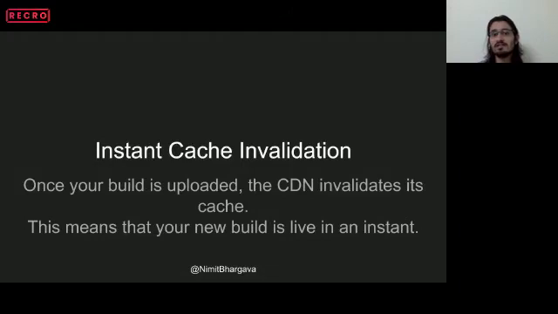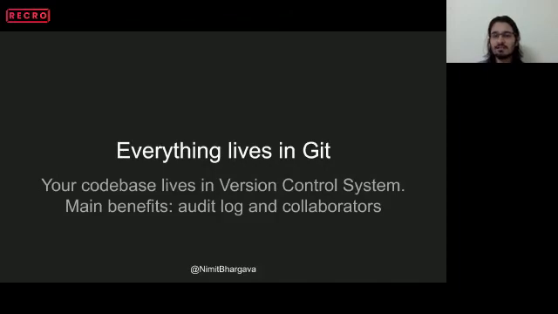So we should have instant cache invalidation like that. If you're building your Jamstack application, make sure you have this at least to do that. Yeah, and everything lives on Git. The example that I gave was a very, very basic example.